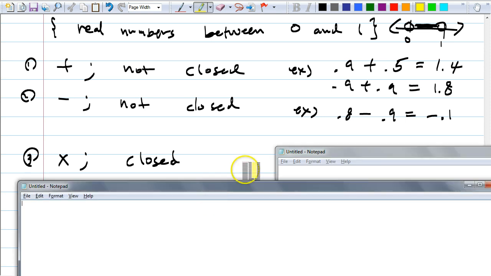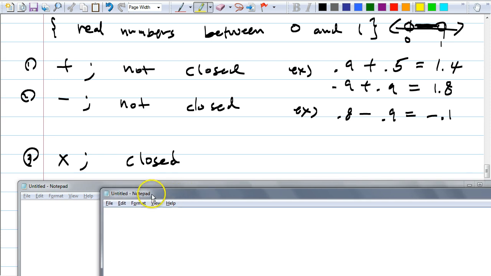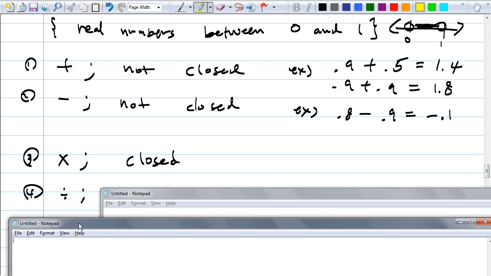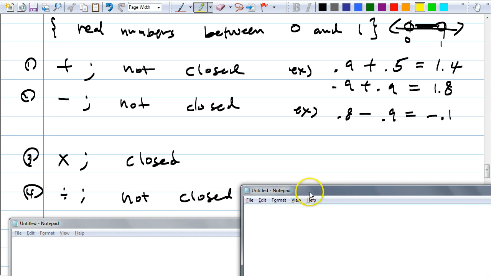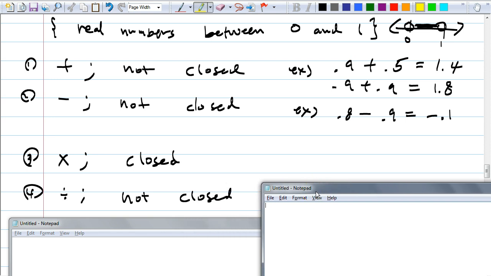What about division? How many people say the set is closed? Raise your hand. How many people say it's not closed? You guys are correct. How many people aren't so sure? That's okay. It turns out it's not closed. Can somebody give us an example why it's not closed? Yeah, 0.5 divided by 0.5. If you divide by the same number, what do we get? 1, right?